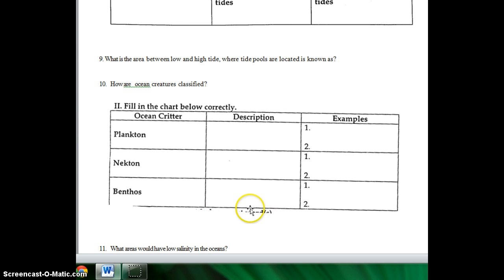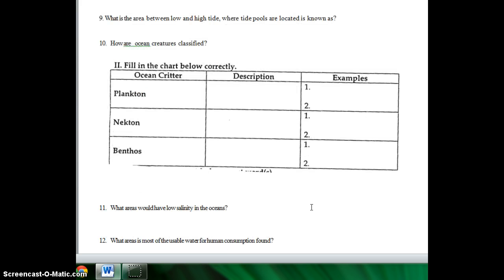There's two different types of benthos. There's mobile, which means they move, and then there's stable, which means they stay in one place. Examples of mobile benthos would be your lobsters, your crabs, your starfish. Examples of stable benthos would be your sea anemones, your sea sponges.